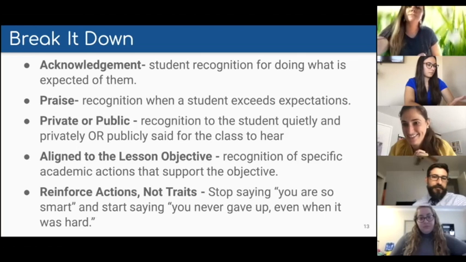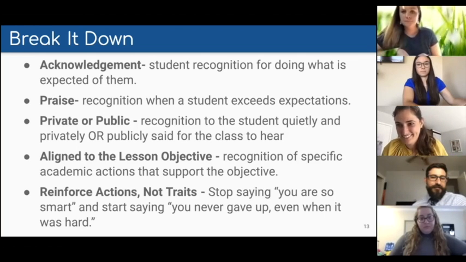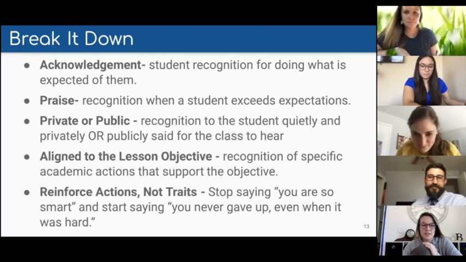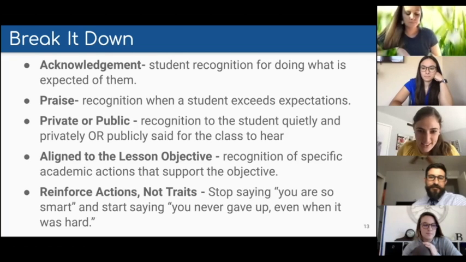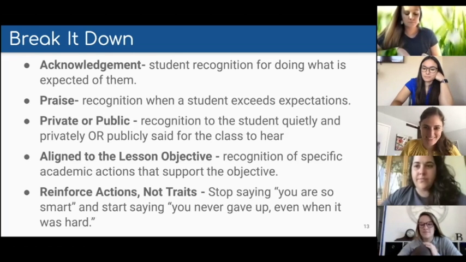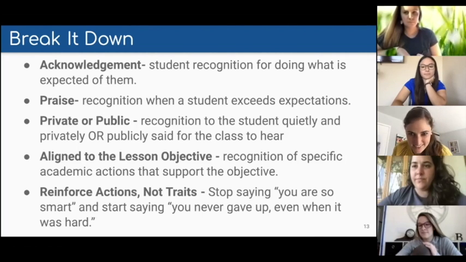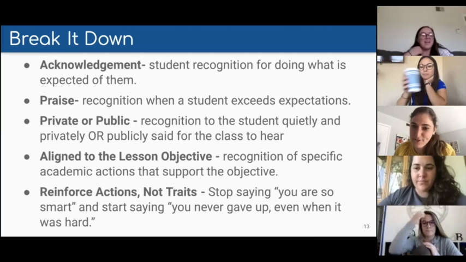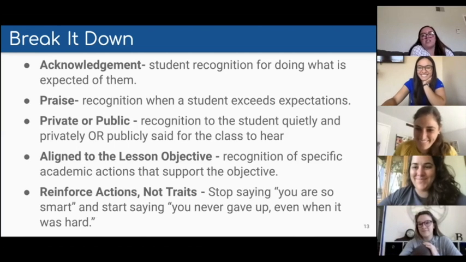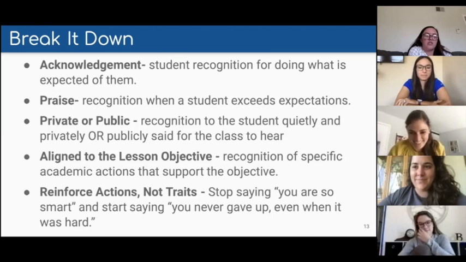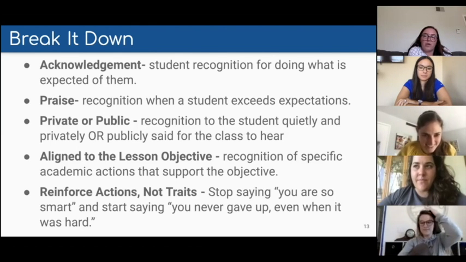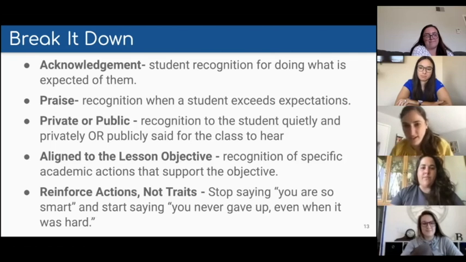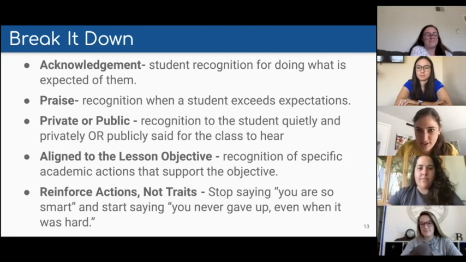Betsy? Align to the lesson objective. Recognition of specific academic actions that support the objective. And the last one, Magali. Oh, okay. You're muted. But nice job reading that. Reinforce actions, not traits. Stop saying you are so smart and start saying you never gave up, even when it was hard. All right. And I can see that some of you are already catching some of these notes. So you have a space for that in your note catcher.